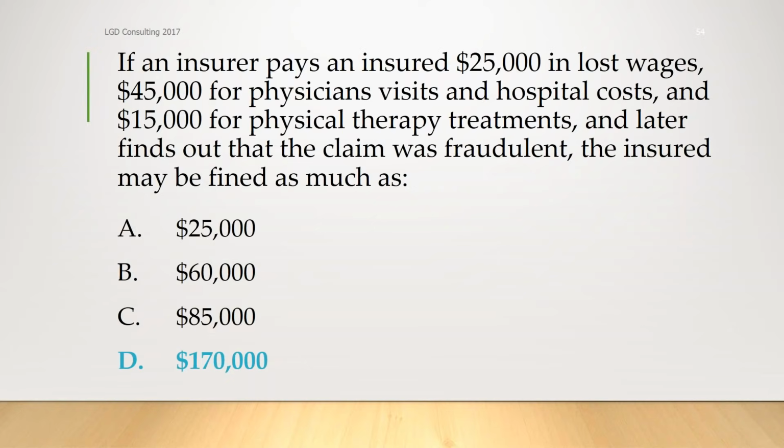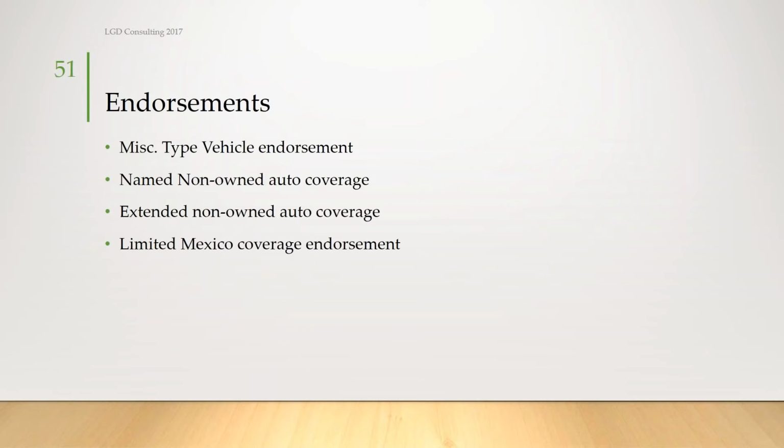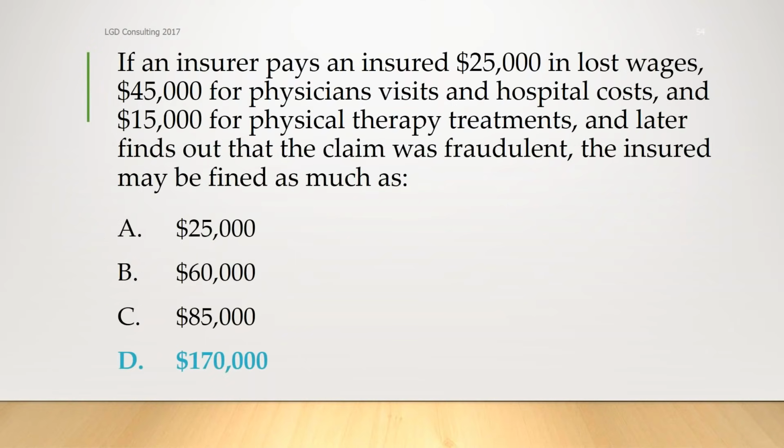Number three, a $150,000 fine, or double the value of the fraud, whichever is a larger number. So if you add these three numbers up, 25 plus 45 plus 15, it equals 85,000, but you have to double it, and that's 170,000. Now, 170,000 is a larger number than 150,000, so that's what would be the fine. Remember, $150,000 or double the value of the fraud, whichever is the larger number.